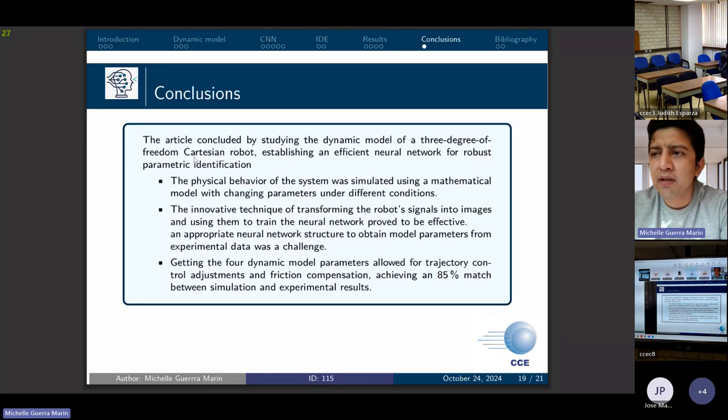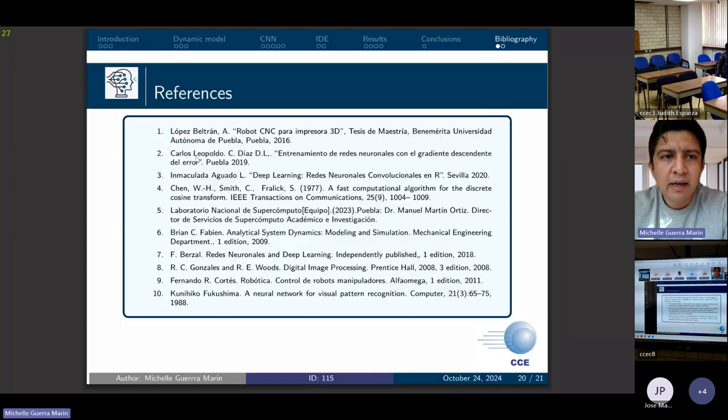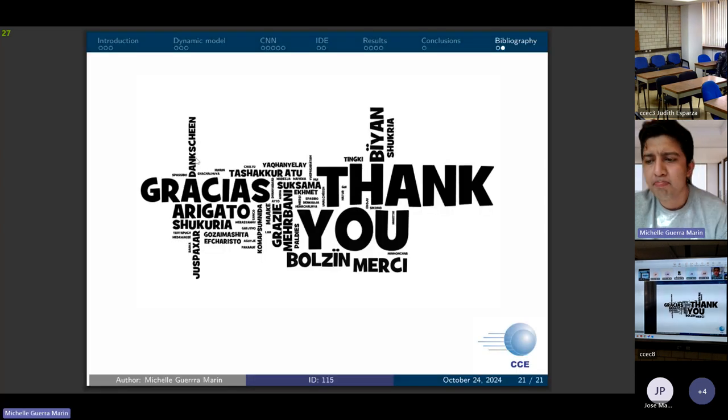Okay, we continue. This work studied a 3-degree-of-freedom Cartesian robot, and created a neural network for parametric identification. Using signals as images to train the network was effective, reaching about 85% match with the real result. Now we can see the references used in this work. Thank you so much.